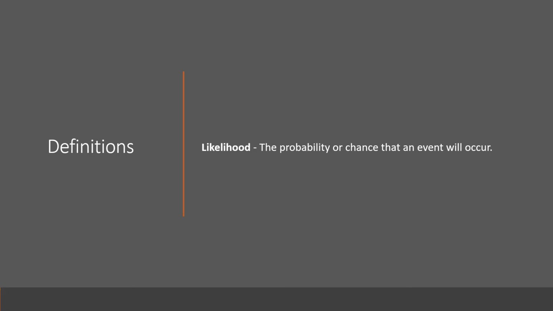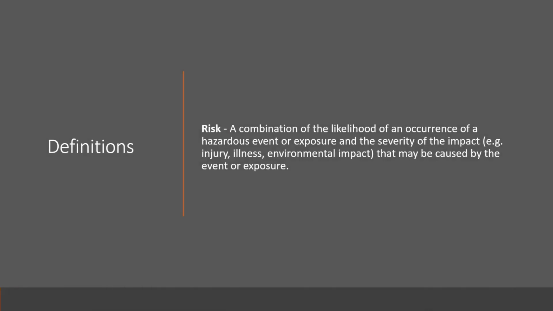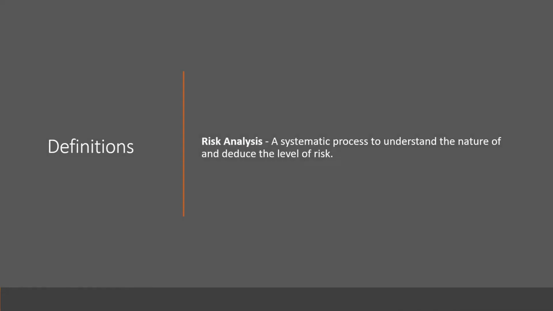Likelihood is the probability or chance that an event will occur. Risk is a combination of the likelihood of an occurrence of a hazardous event or exposure and the severity of the impact. An example of this would be the injury, illness, or environmental impact that may be caused by the event or exposure. A risk analysis is a systematic process to understand the nature and deduce the level of risk.